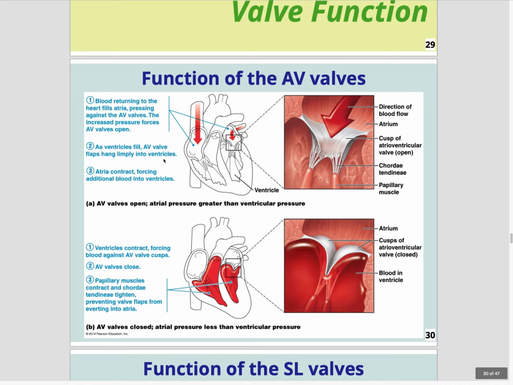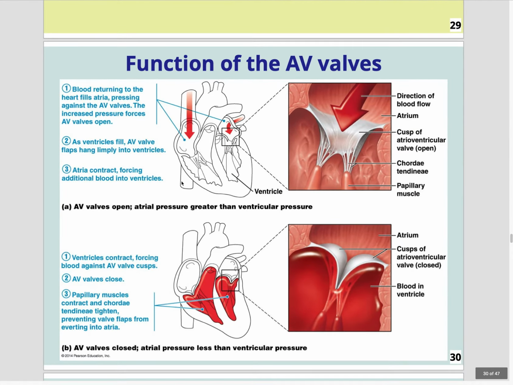The atrioventricular valves, which divide the atria from the ventricles, function to prevent backflow of blood from the ventricle back into the atria during ventricular contraction. And there are a lot of details to the cardiac cycle which you will learn in the next course, physiology. So that's bio 5.